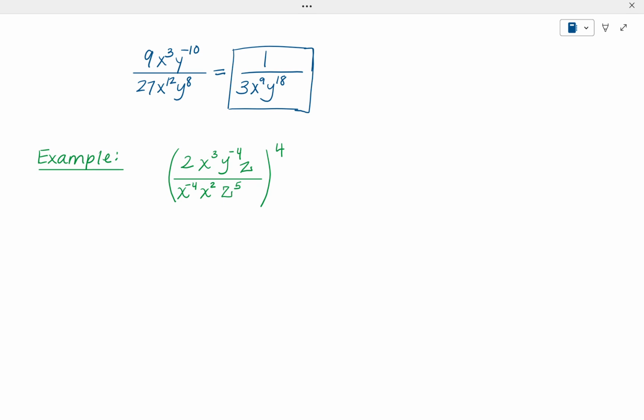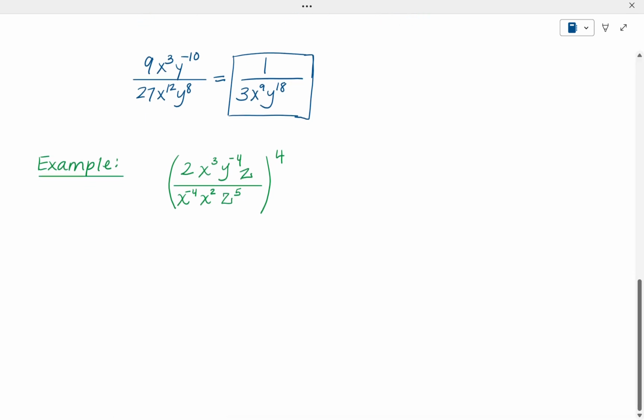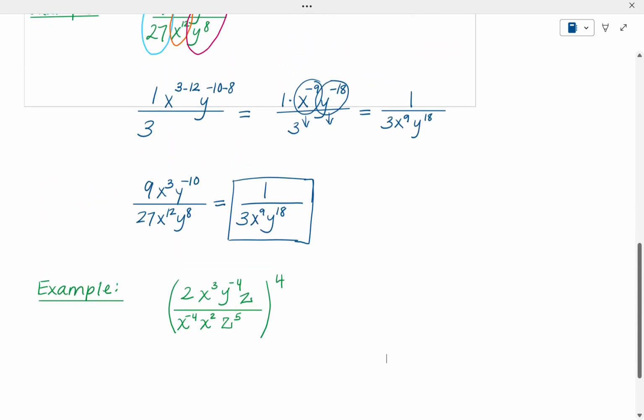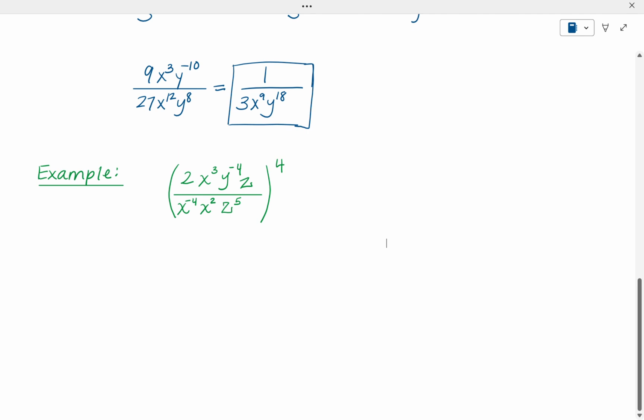Hey everyone, so in this video we're going to go over this last example here, and there are a few ways you can go about finding the simplified version of this expression, and so we'll go through two ways that we can simplify this expression. So remember that we always want to end up with one of the x variables, one of the y variables, one of the z variables, and then we want all the exponents to be positive.